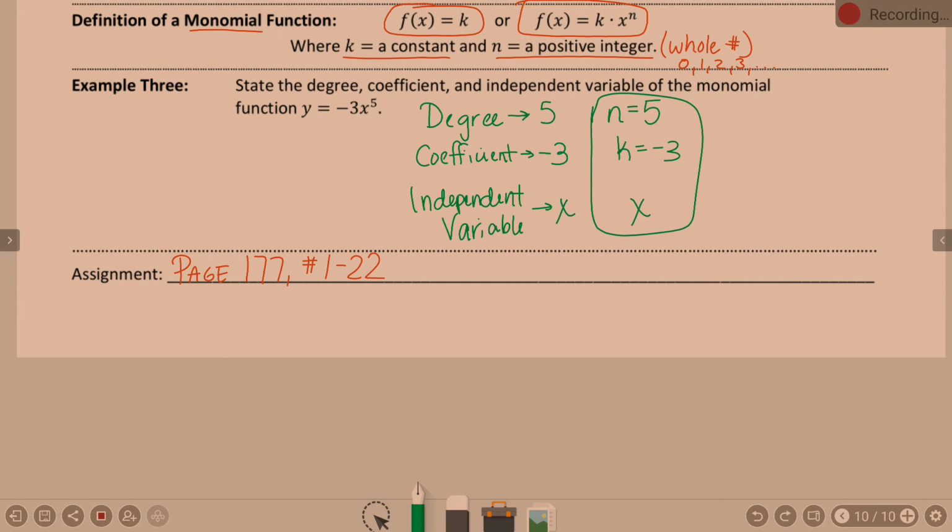That's a little bit of everything in this lesson. As I said, there's not a lot to this lesson. We're just doing some bare basics in lesson 2.2. Your homework is page 177, 1 through 22.